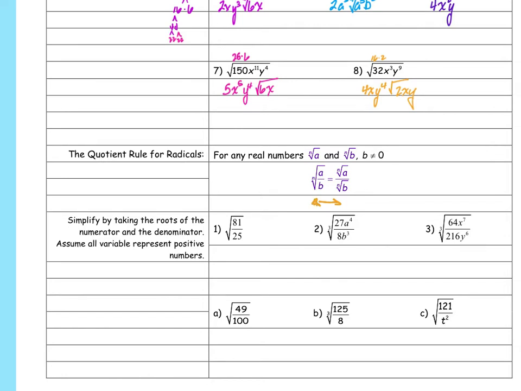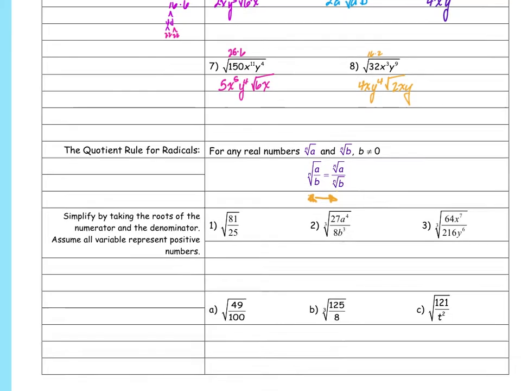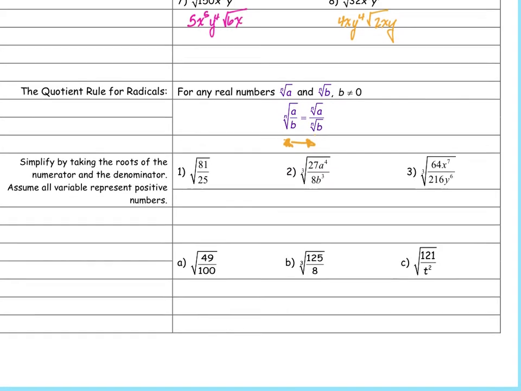So I can either go from them both being under the same square root to them being individually under 2 different square roots, or from 2 different square roots to under the same square root. So I can go back and forth because they're equal, correct? So we're going to use both of those concepts today, going from both ways. So right now we're just going to go ahead and simplify by taking square roots of the numerator and denominator, see if we can simplify it.